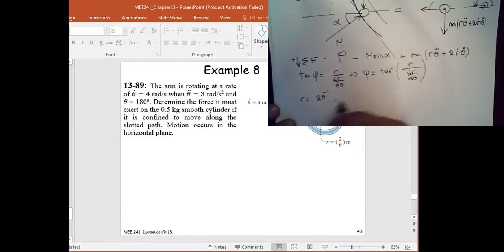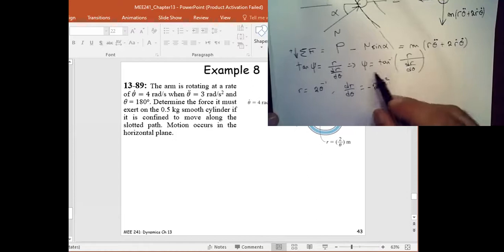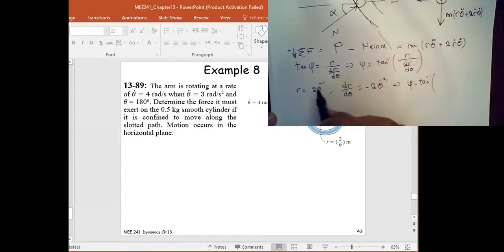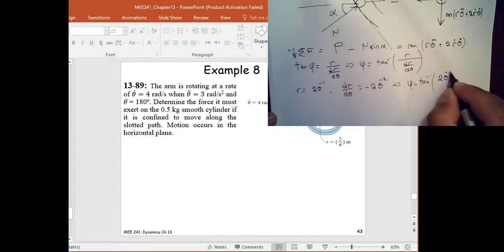So what is dR d theta? I multiply this by the exponent minus 1, so minus 2 theta to the minus 2. What is the derivative of this? Minus 2 theta to the minus 2. You agree? Okay, so what is phi then? Phi is equal to inverse tangent of R, which is 2 theta to the minus 1, divided by dR d theta, which is minus 2 theta to the minus 2. So the 2 and 2 will cancel.